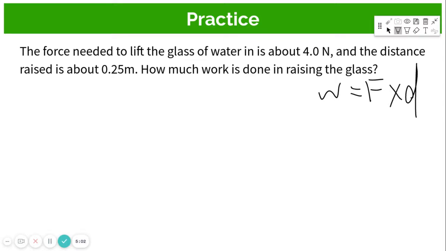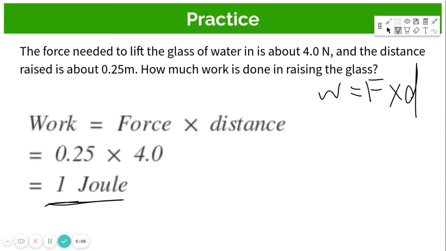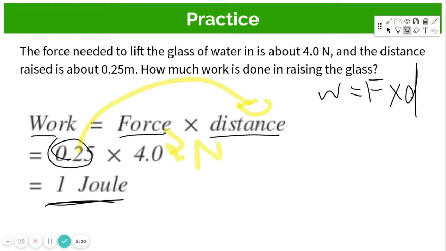Okay, the answer is 3, 2, 1. The answer is 1 joule of work. Now, how do we get there? Work equals force times distance. Our distance is 0.25, and our force is 4 newtons. We don't times that 4 by 10 because it's already in newtons. If you wanted to work out how much that glass weighed, you divide it by 10, which means it's 0.4 kilograms. That's how heavy the glass is. And what that means is we do 0.25 times 4, which is 1 joule.